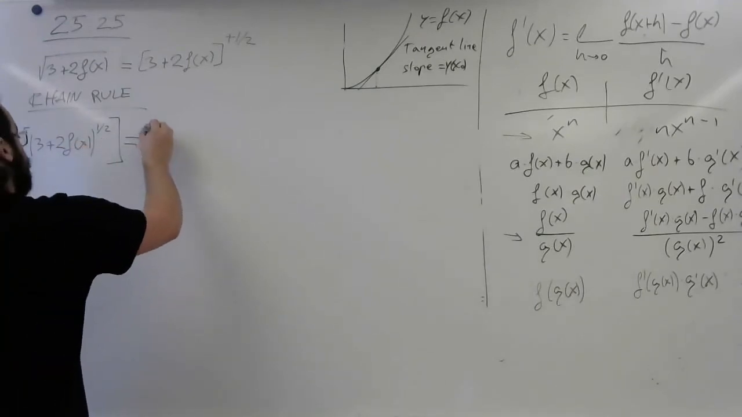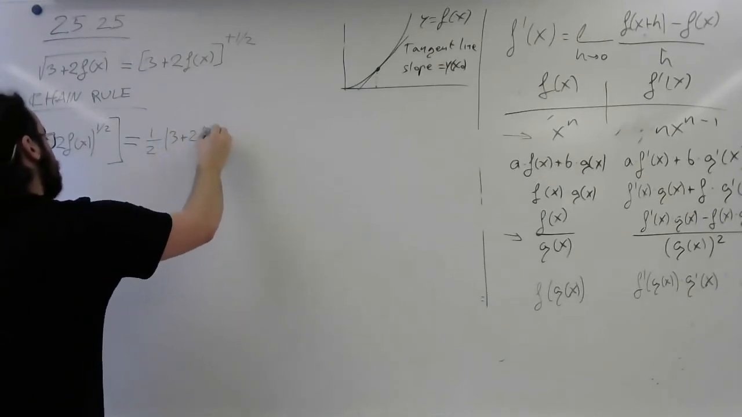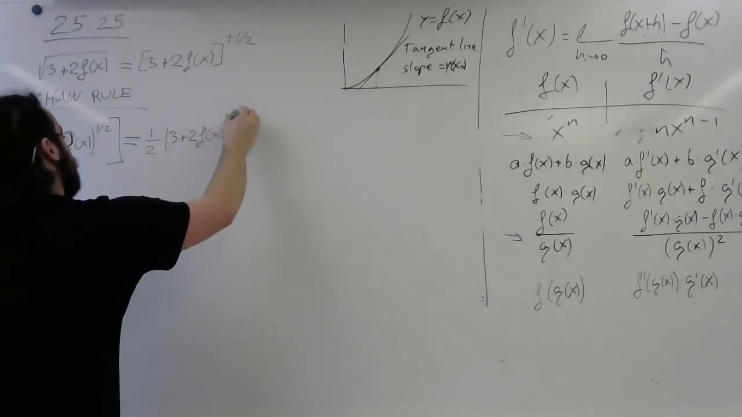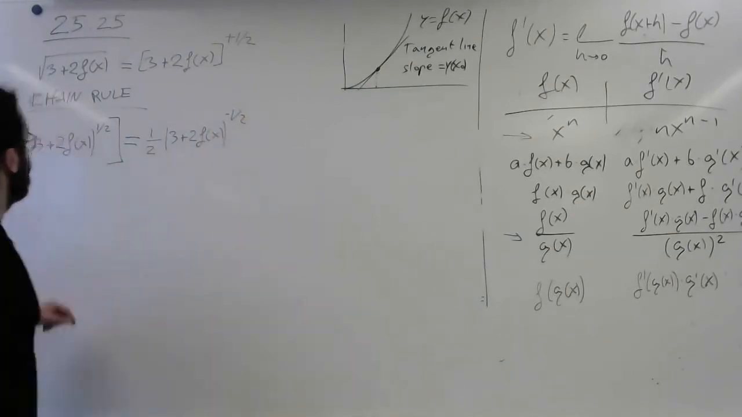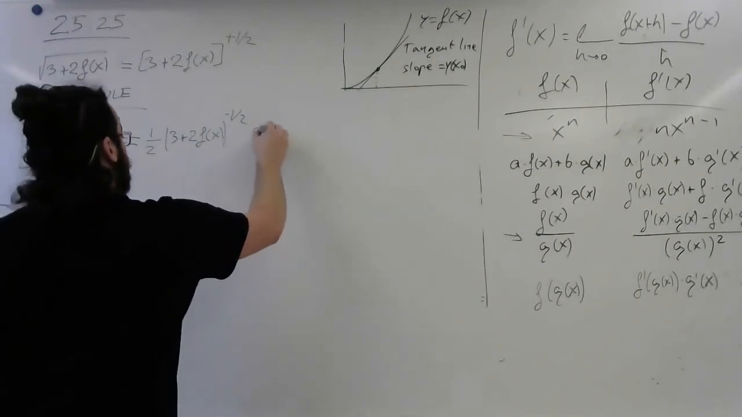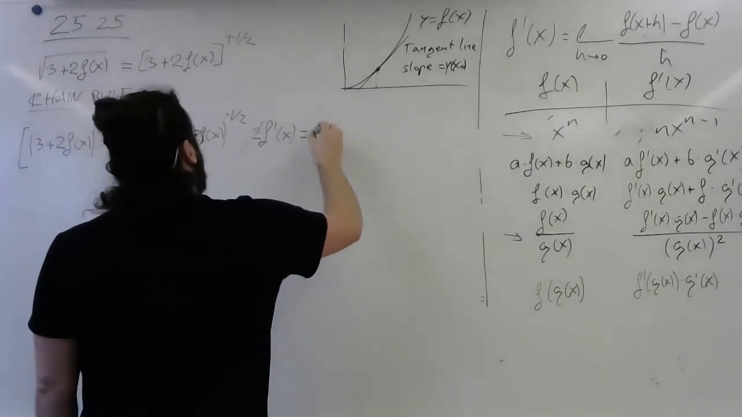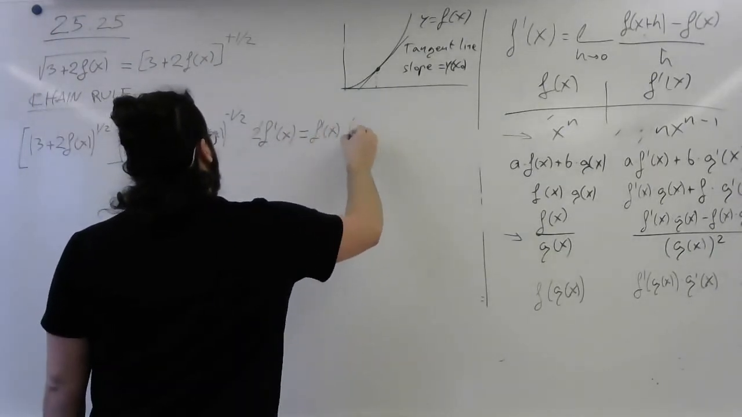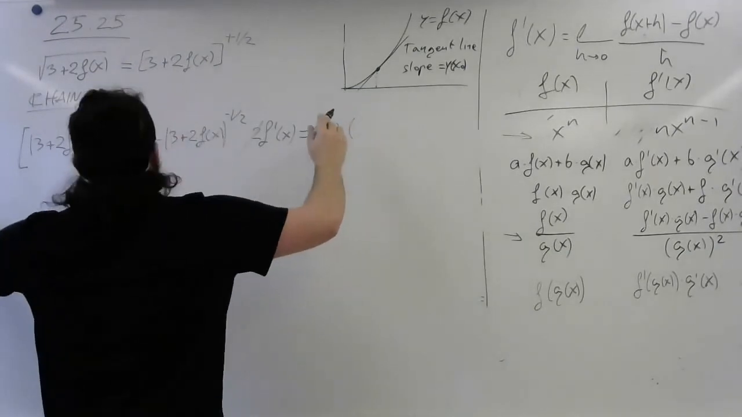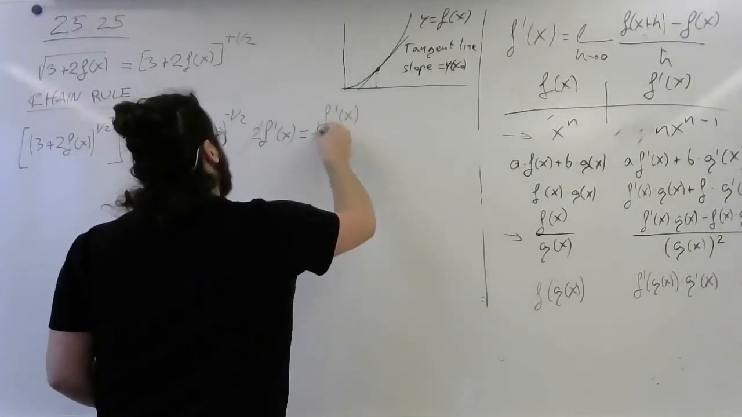So our derivative would be 1/2 of all that is here inside to the power minus 1/2, times the derivative of what is inside. The derivative of 3 is 0. The derivative of f of x is f prime of x. So this will be 2f prime of x. We cancel this out, and we have f prime of x times. We can put it in a more visual way.